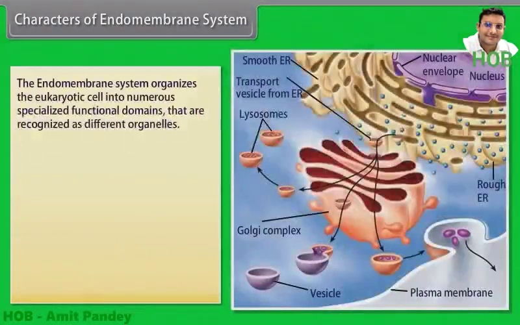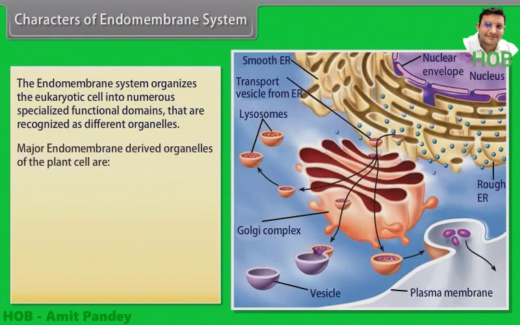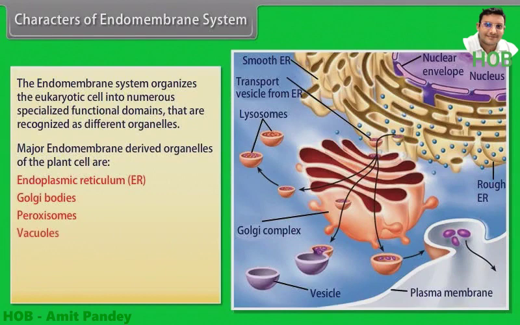The endomembrane system organizes the eukaryotic cell into numerous specialized functional domains that are recognized as different organelles. Major endomembrane-derived organelles of the plant cell are the endoplasmic reticulum, Golgi bodies, peroxisomes, vacuoles, endosomes, autophagosomes, and the outer nuclear envelope.